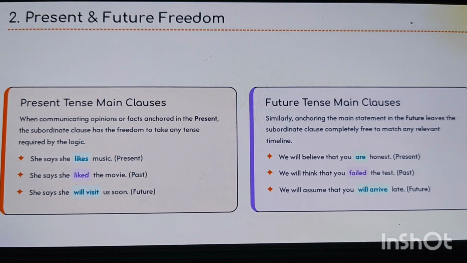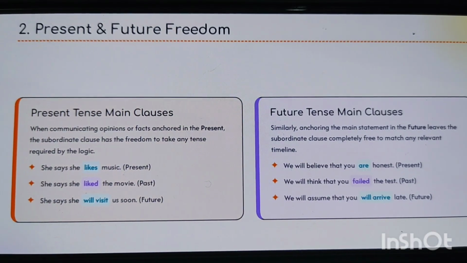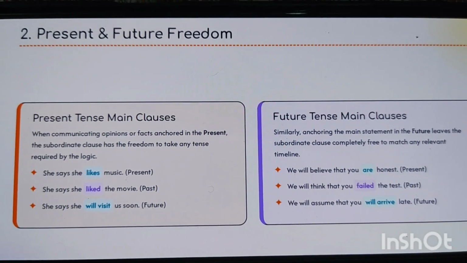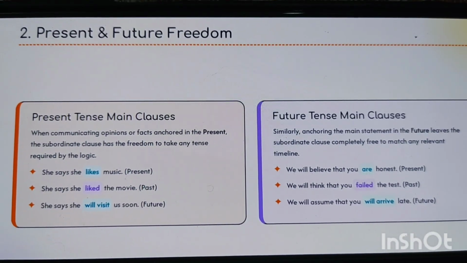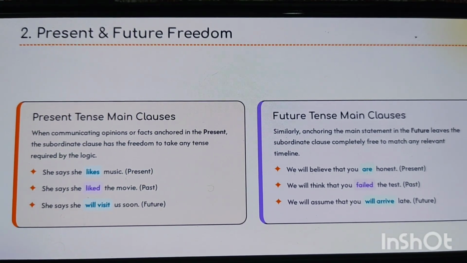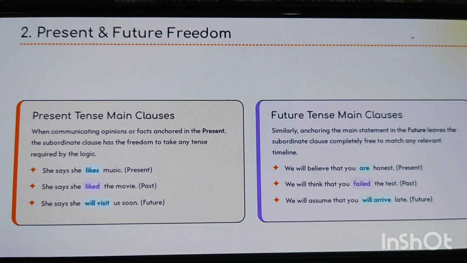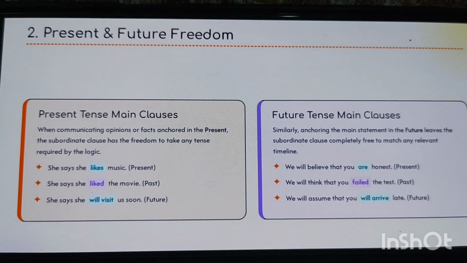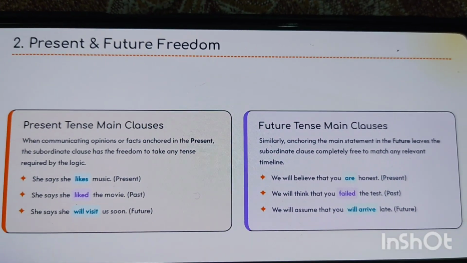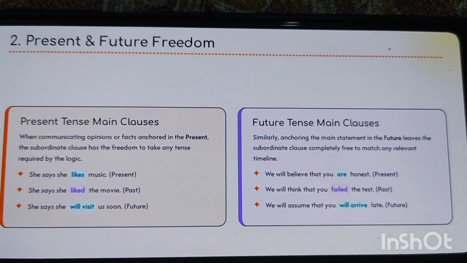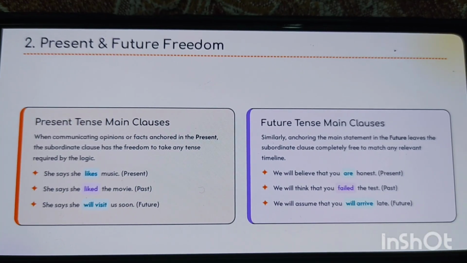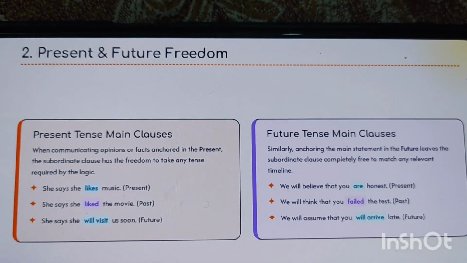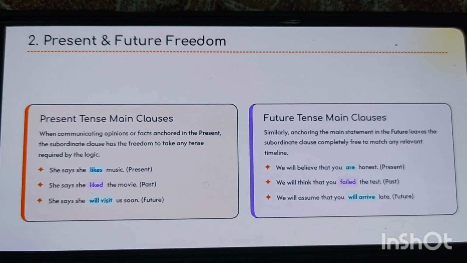Similarly, anchoring the main statement in the future tense leaves the subordinate clause completely free to match any relevant timeline. For example, we will believe that you are honest. Are is in the present tense. We will think that you failed the test. Failed is in the past tense. We will assume that you will arrive late. It is in the future tense. So we will take the tense in the subordinate verb which is logically correct and relevant.